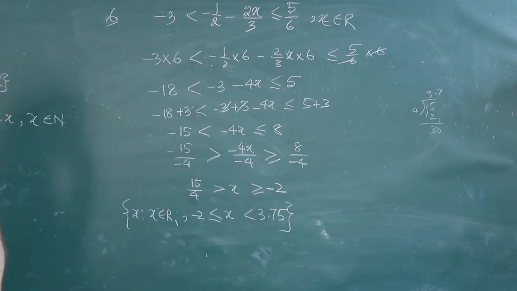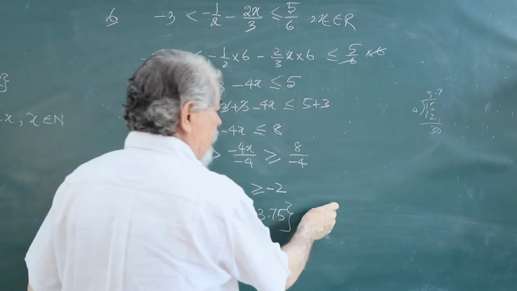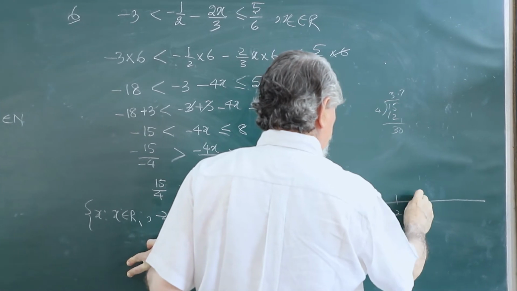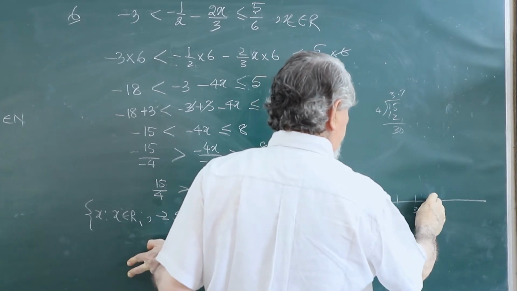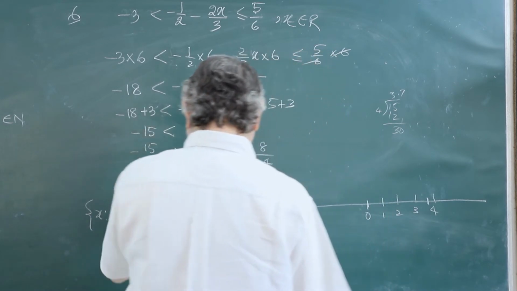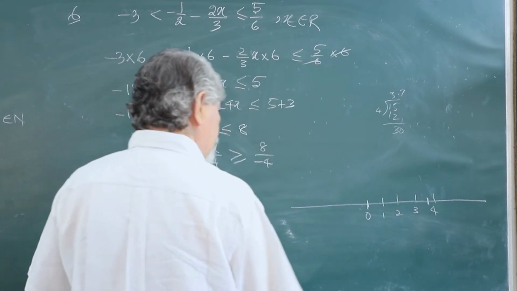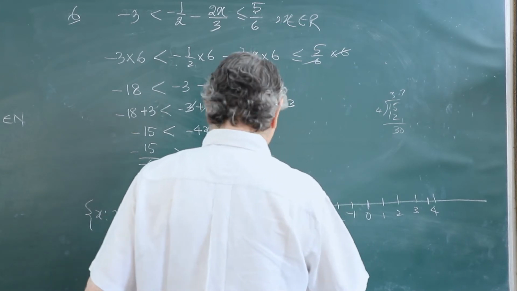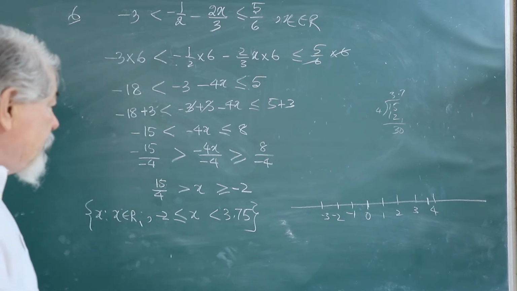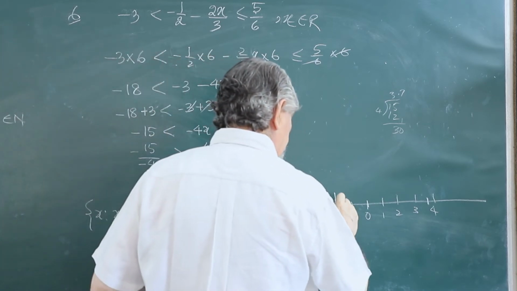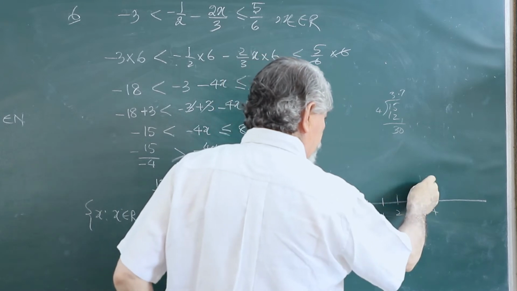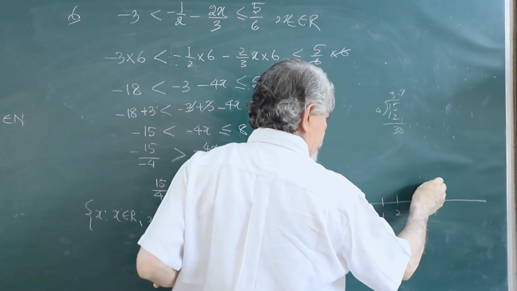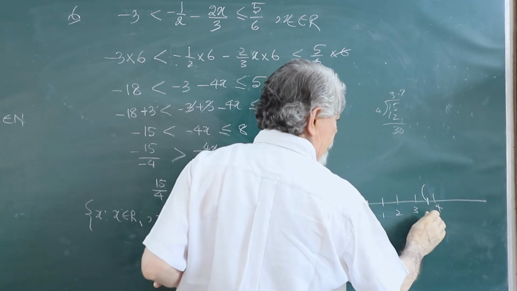Now if I have to plot it on the number line: 0, 1, 2, 3, 4. 3.75 will be somewhere here, and minus 2 is this side, so minus 1, minus 2, minus 3. It is greater than or equal to minus 2, but less than 3.75. 4 is here, this is 3.75.